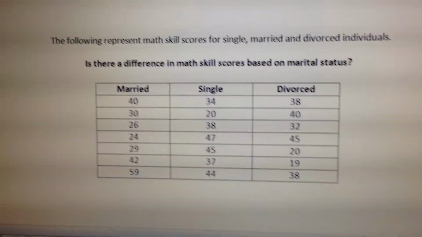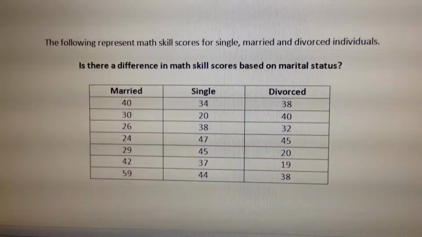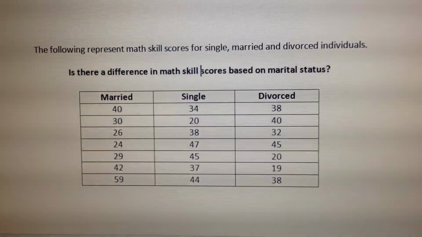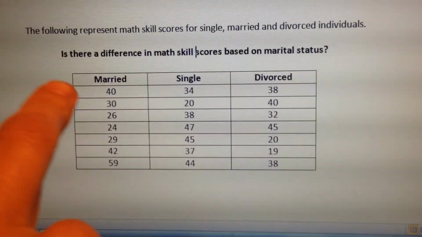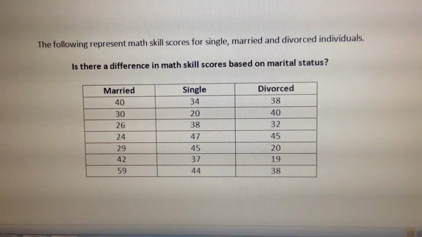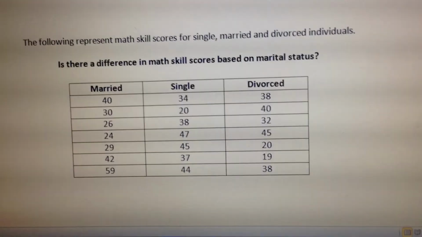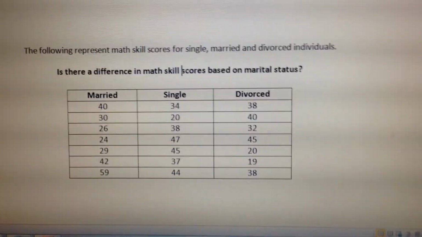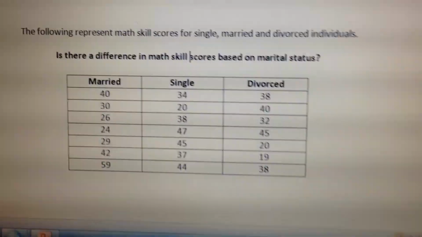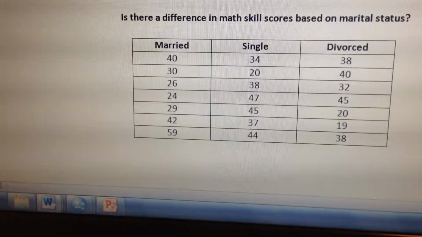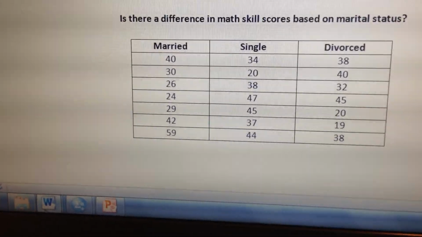I'm going to give an example of running an ANOVA. So we're interested in whether there's a difference in math skill scores based on marital status. And you can see that we have 3 categories of marital status: married, single, and divorced. And when we want to compare means, the mean of math skill scores, by more than 2 groups, we know we need to use an ANOVA. So let's go ahead and get started on the 9 steps for an ANOVA.